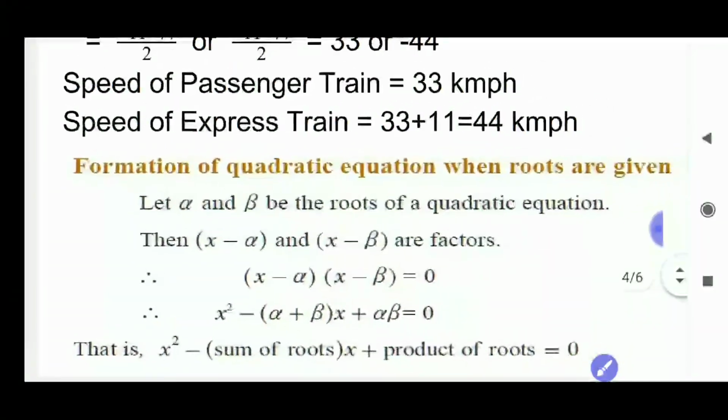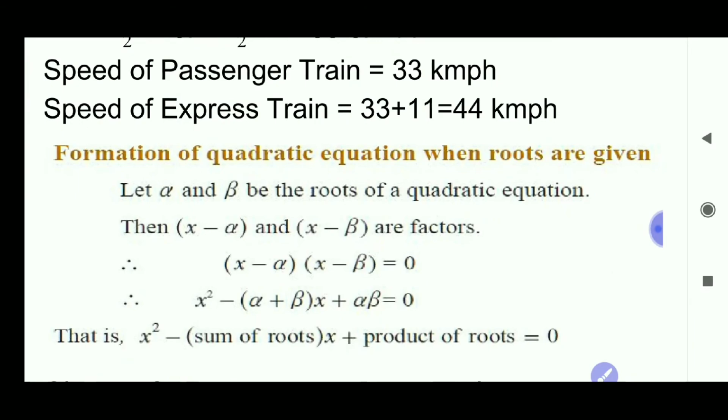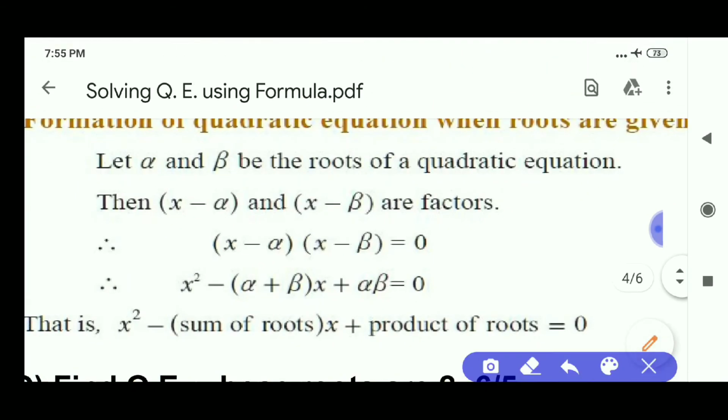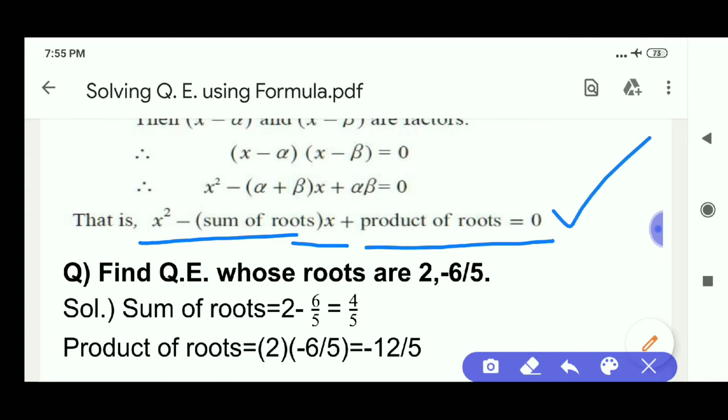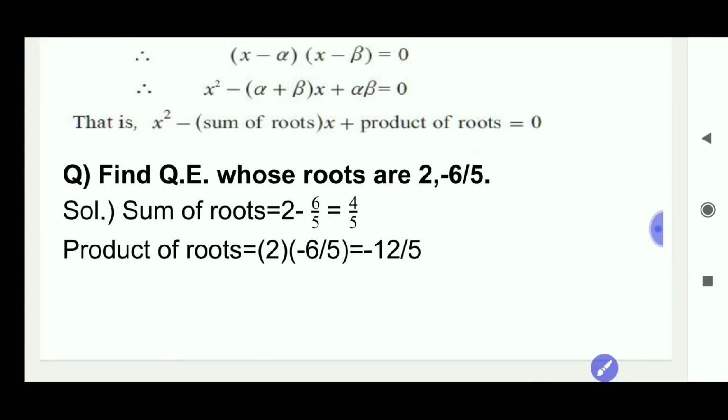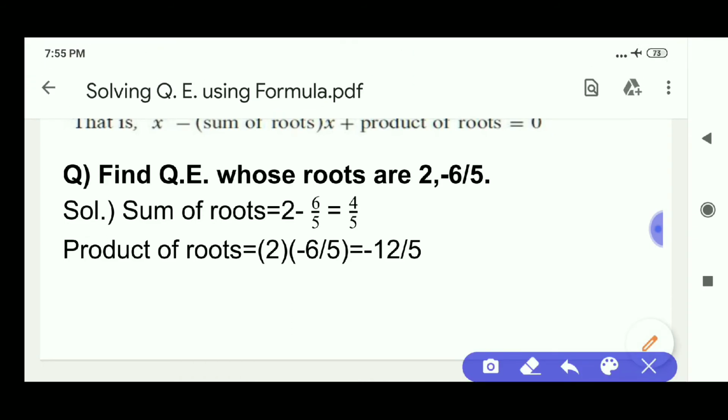Now, suppose roots are given. Now we have to find quadratic equation. The roots are alpha and beta. Then quadratic equation is x square minus sum of roots into x plus product of roots is equal to 0. Look here. Find the quadratic equation whose roots are 2, minus 6 by 5. First we have to find sum of roots. That means 2 minus 6 by 5. By simplification we get 4 by 5. Product of roots, multiply. We get minus 12 by 5.